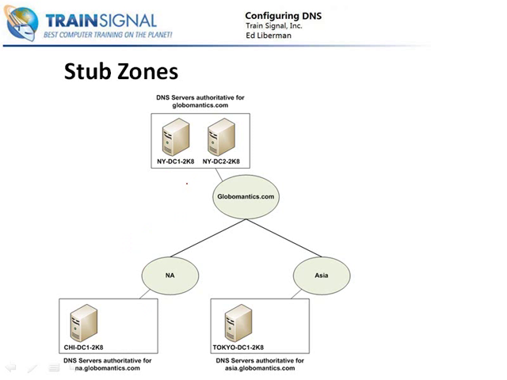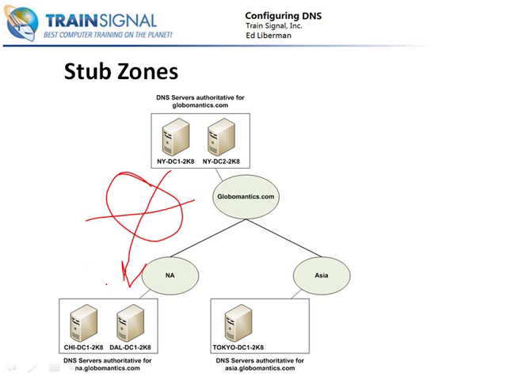When you use a stub zone, what you do is on New York DC1, as a for instance, we'll go ahead and create a stub zone which points to Chicago DC1 as being authoritative for NorthAmerica.globalmantics.com. Instead of just pointing a delegation, we're going to point a stub zone now. And by doing it as a stub zone, this zone is going to have just a couple of records pretty much telling it, hey, Chicago DC1 is authoritative for that namespace.